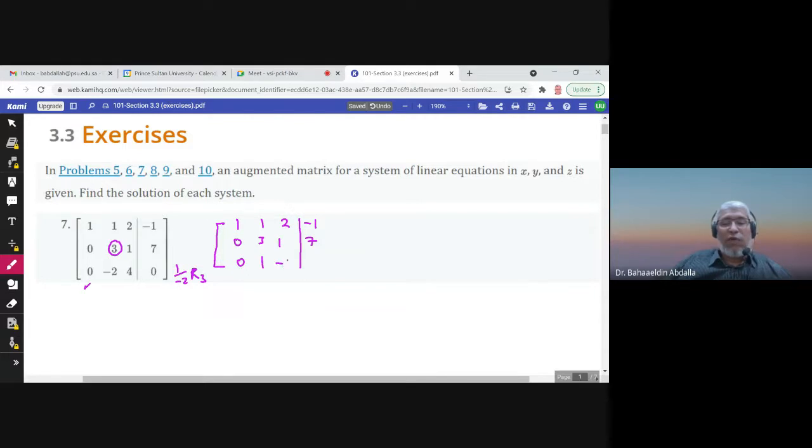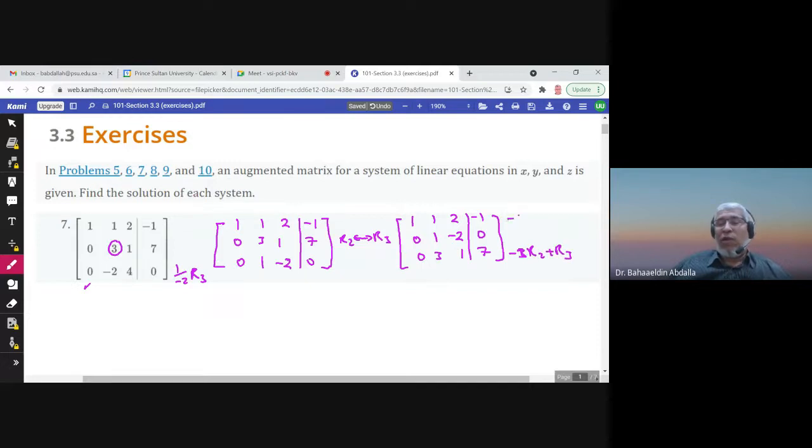So 4 over -2 is -2, and I have here 0. And now I can interchange row 2 with row 3. And I'll have 1 in this position. Now I use this one to make 3 and 1 zeros. So -3r2 plus r3 and -r2 also plus r1.